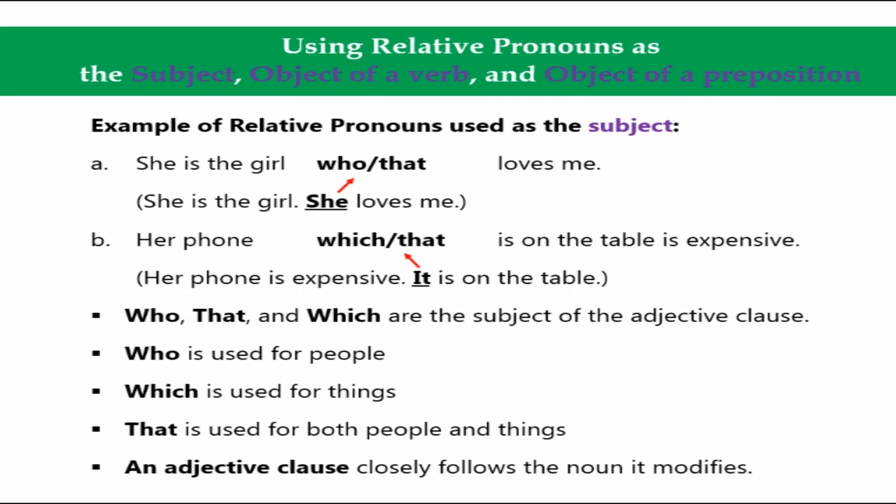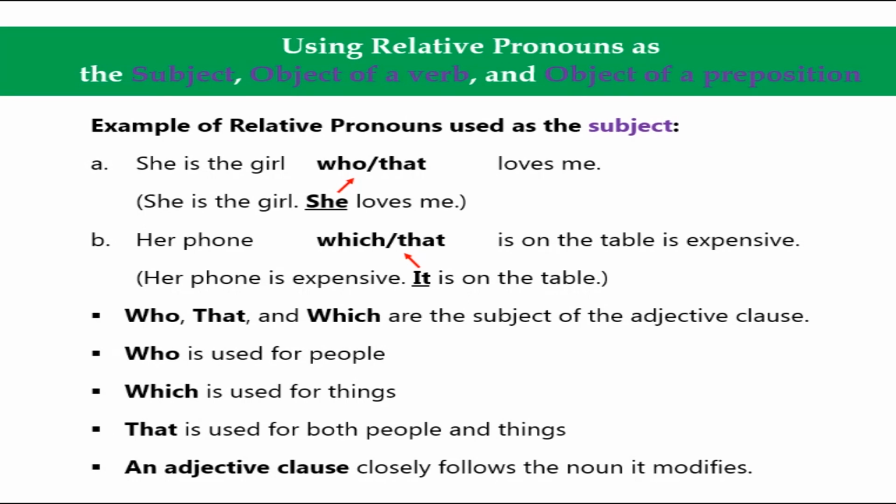For example, like example A, she is the girl who or that loves me. So we all know that who or that loves me is the adjective clause, and it closely follows the noun girl that it modifies. Just like example B, which or that is on the table is the adjective clause, and it closely follows the noun it modifies, which is her phone.